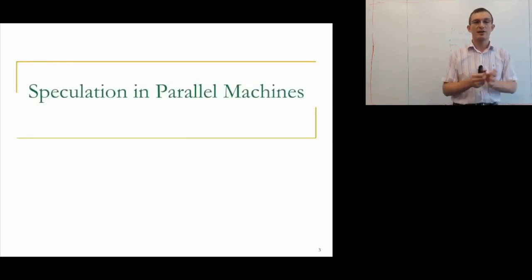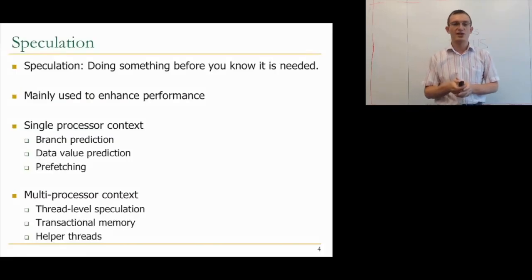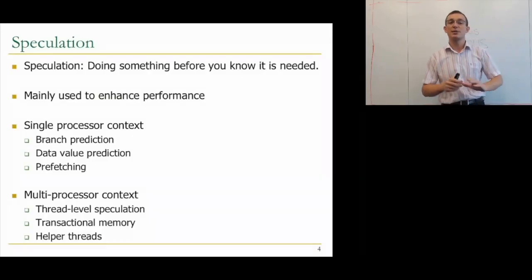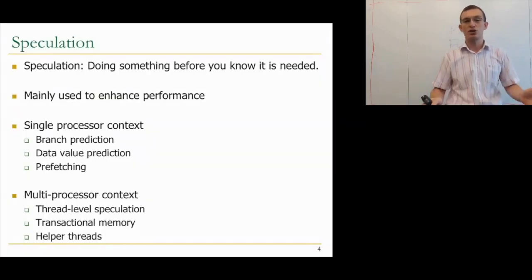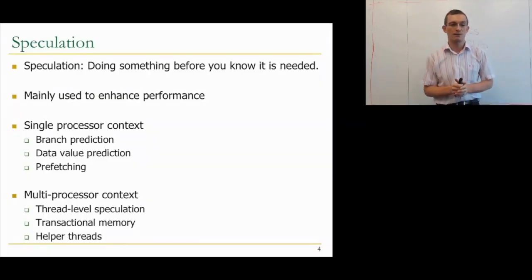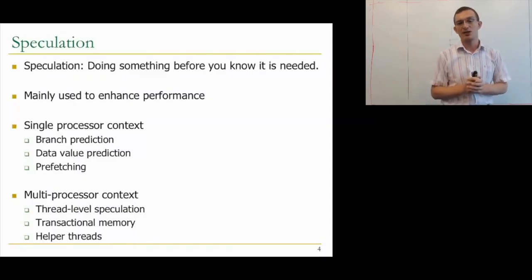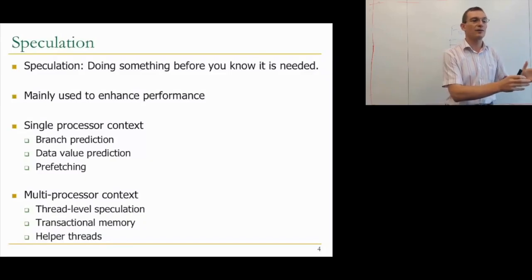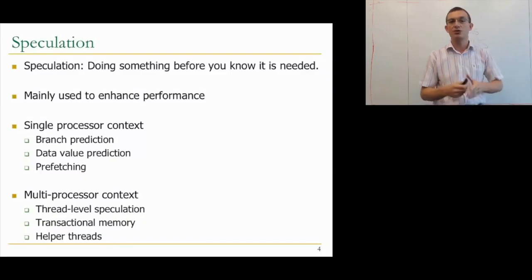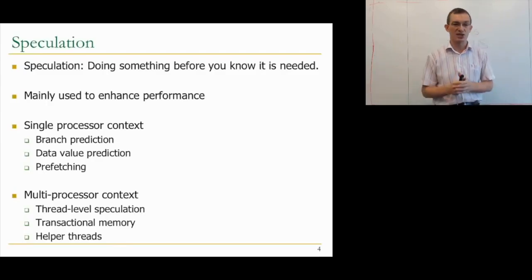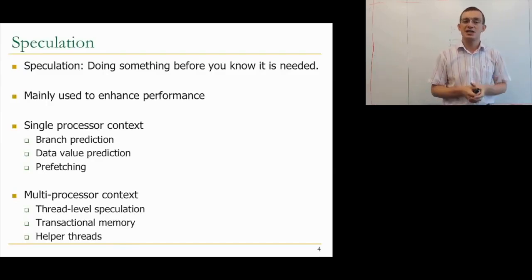So the focus of this lecture is speculation in parallel machines. What is speculation? Speculation is doing something before you know it's needed. This is the most general form of speculation. Basically, before you need something, do it. For example, before you know that you're going to fetch this instruction, fetch it. And you need that to keep the pipeline full, right, in a single-threaded machine. So this is mainly used to enhance performance.